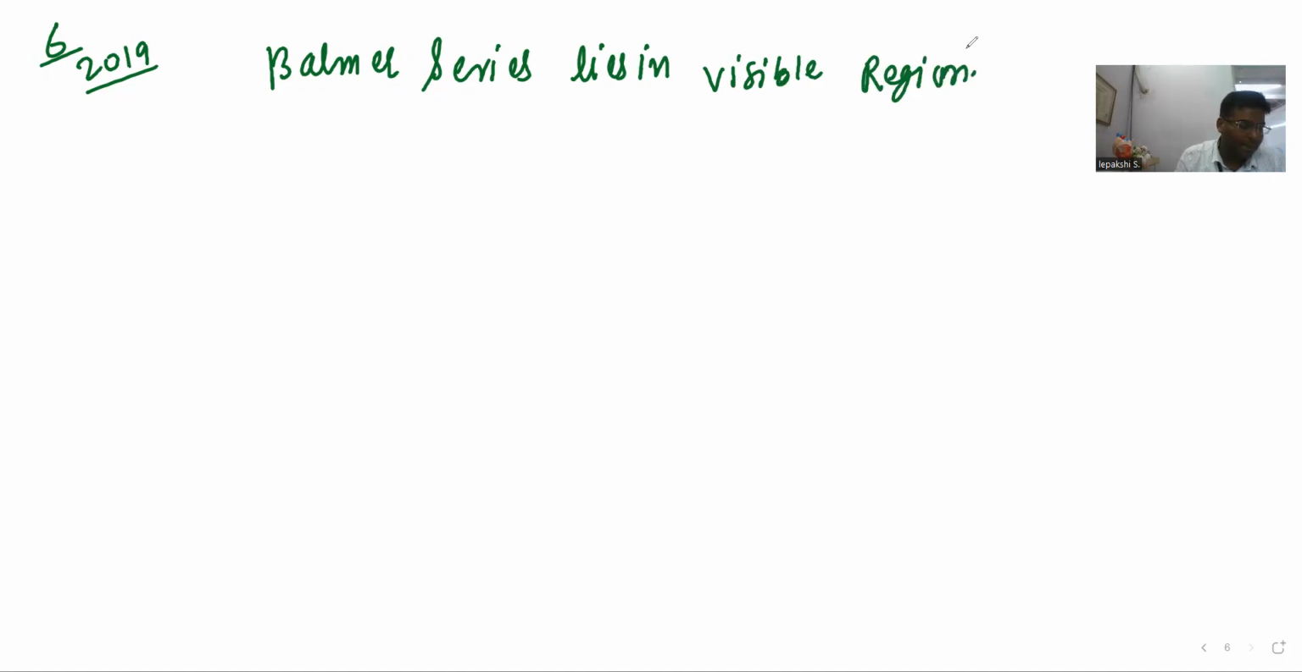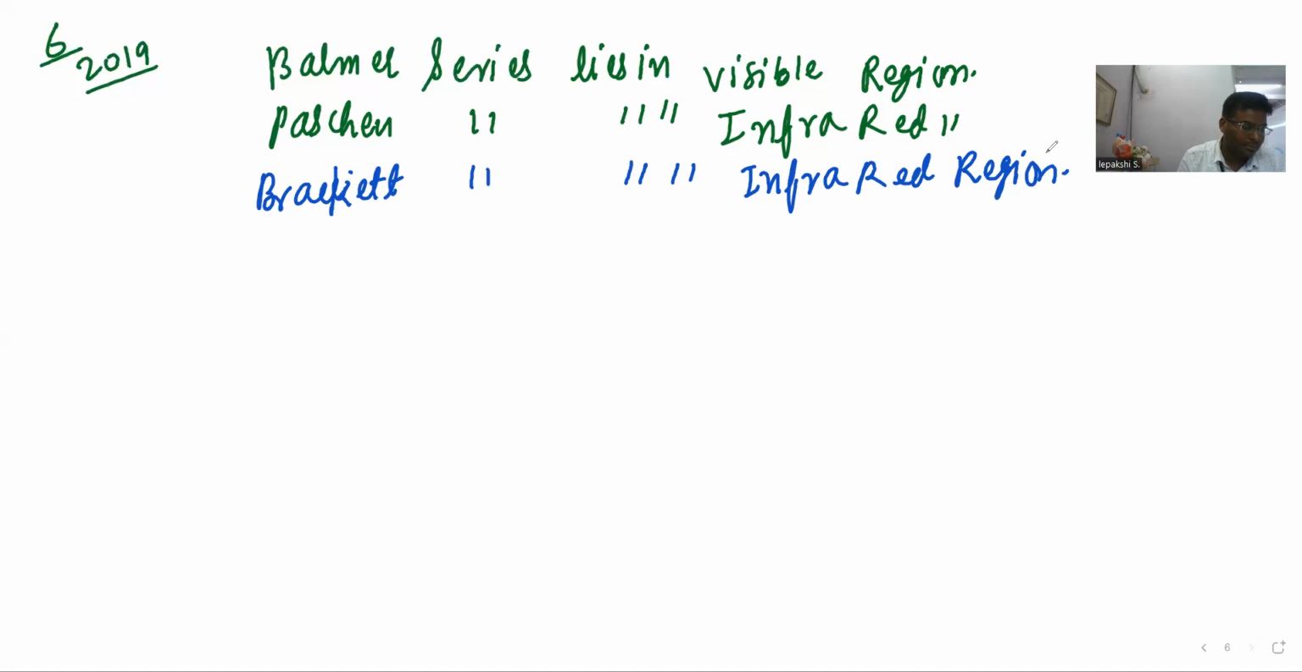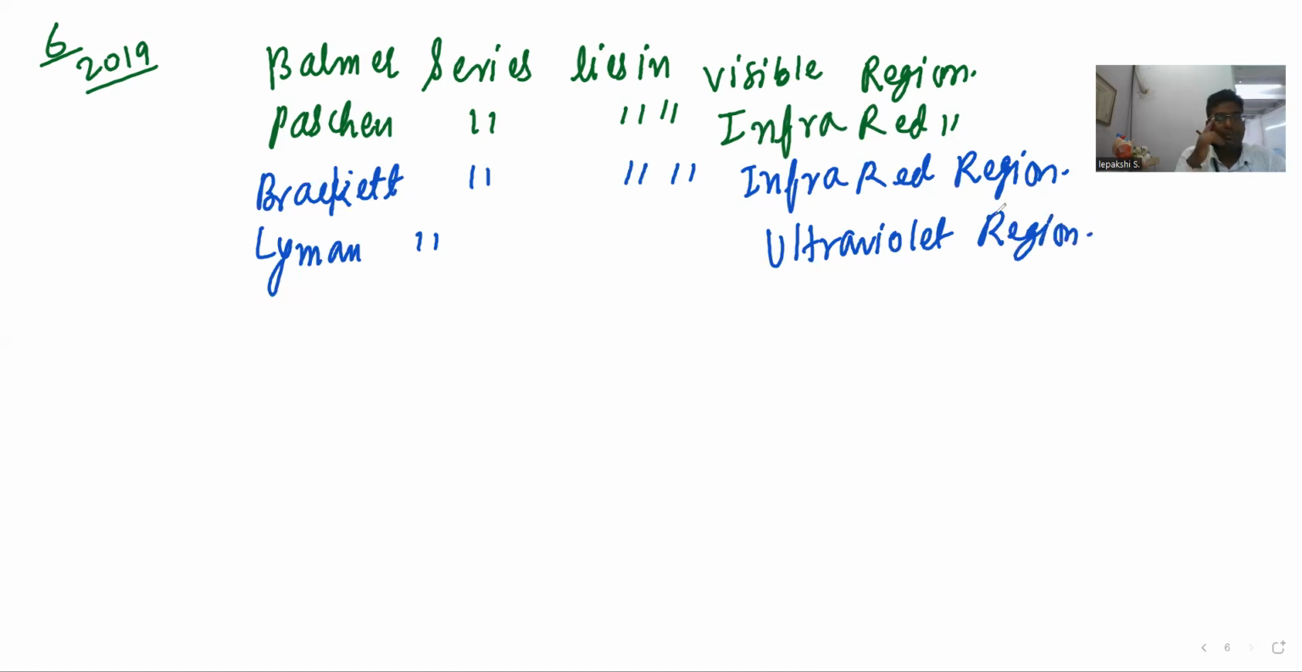And the Paschen series lies in the infrared region. Similarly, the Brackett series lies in the infrared region. Next one is the Lyman series, which lies in the ultraviolet region. Right, so please remember these regions. Lyman was asked in NEET. It was asked in 2019.